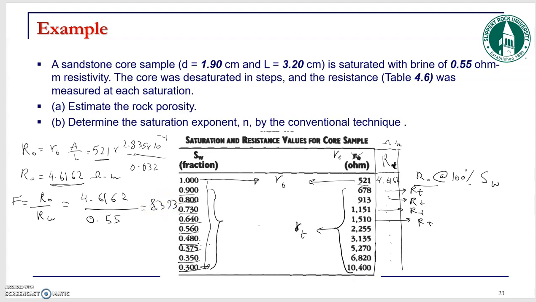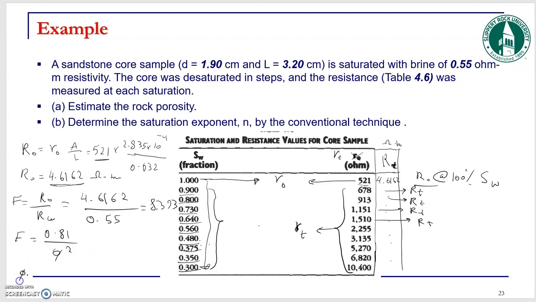And I can use the Humble formula, right? Either of those Humble formulas, if it is mentioned to you which one, you can use that one. If not, you can use either of the equations. 0.81, for example, I use this one, divided by porosity squared.